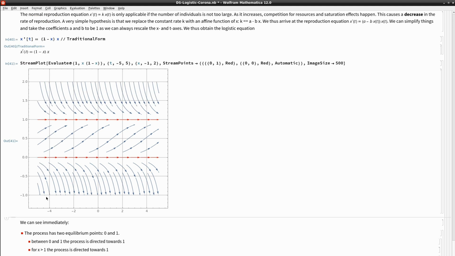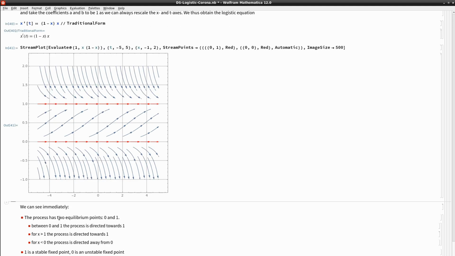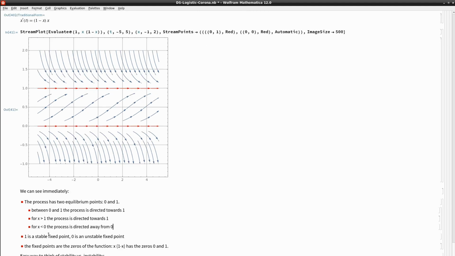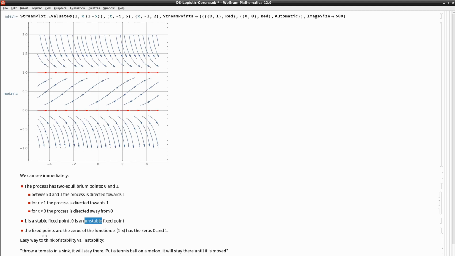Okay, so we can immediately see the process has two equilibrium points, 0 and 1. Between 0 and 1, the process is directed towards 1. For x larger than 1, the process is directed towards 1. And for x larger than 0, the process is directed away from 0. Okay? And 1 is a stable fixed point, and 0 is an unstable fixed point. And the fixed points are the zeros of the function.